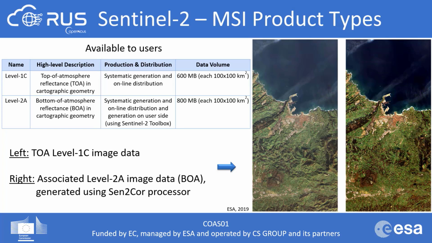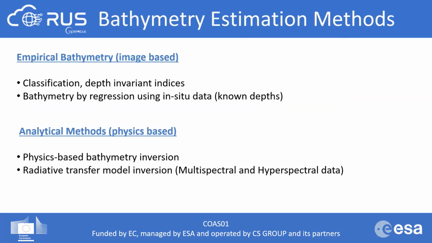Okay, let's continue now with some information about bathymetry. The methods we use for bathymetry estimation, we split them in two categories. The empirical bathymetry, which is image-based, and we also have the analytical methods, which are physics-based. For the empirical one, we have the classification with depth invariant indices, and we have the bathymetry by regression using in situ data where the depths are known.